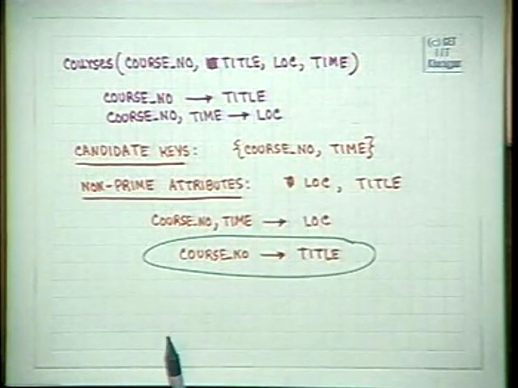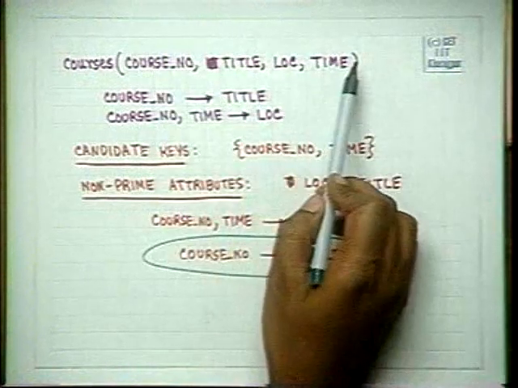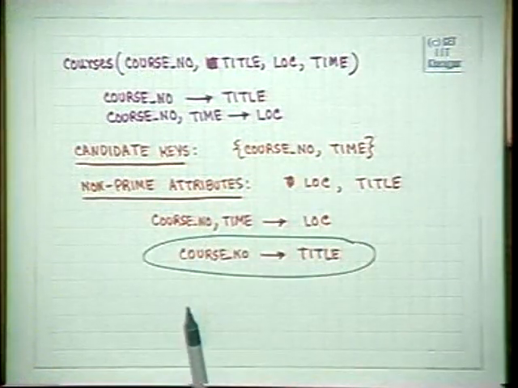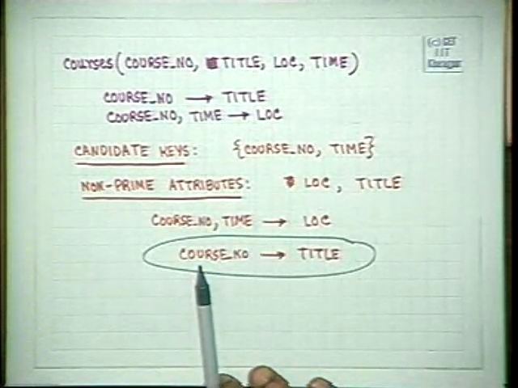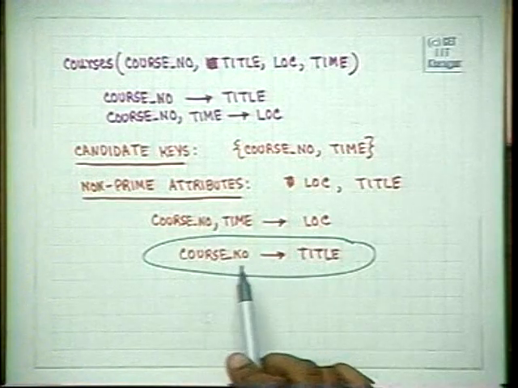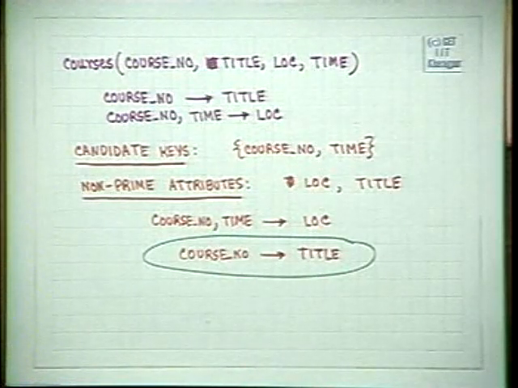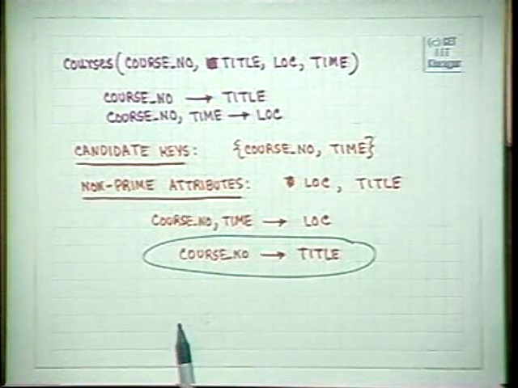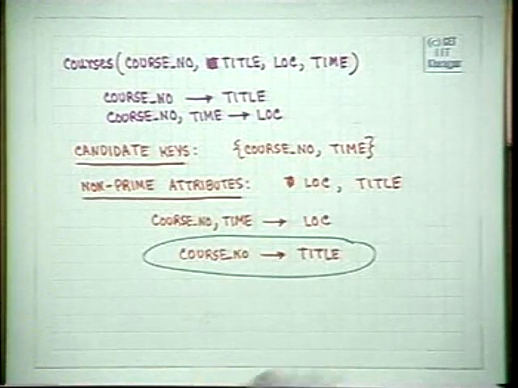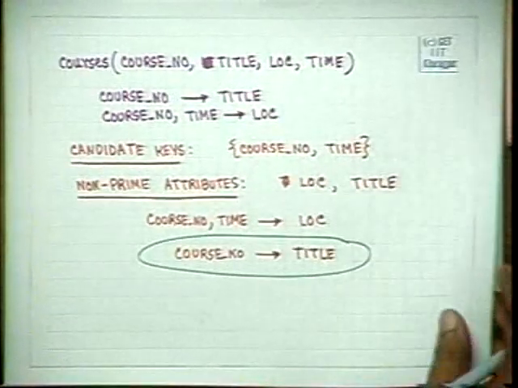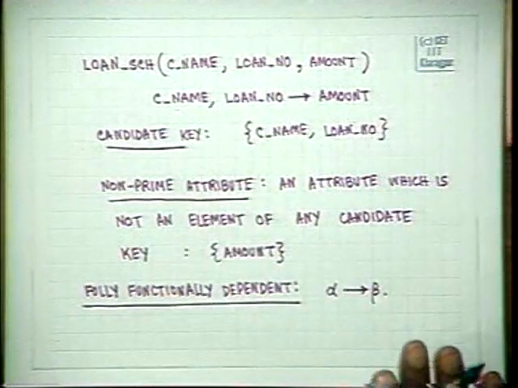I hope you have got the meaning of what is in second normal form and what is not. If we broke this into two relation schemes, course number and title, and course number with location and time, then each of them will be in second normal form. Therefore, second normal form does indicate the presence of redundancy in your relation scheme. A relation which is not in second normal form definitely has some redundancy. And if a relation is in second normal form like this one, then there is no redundancy.